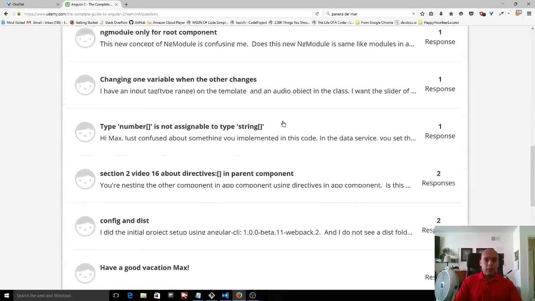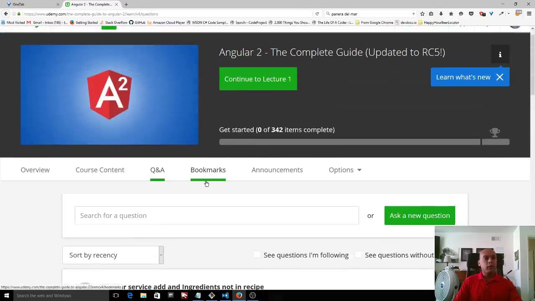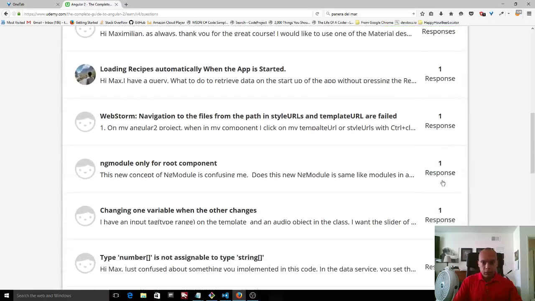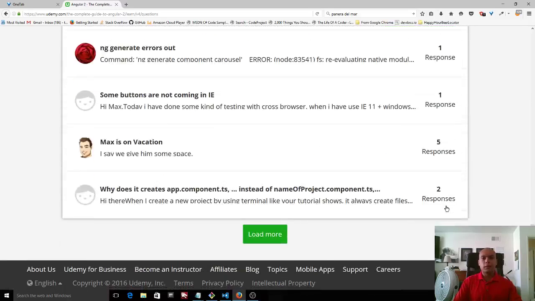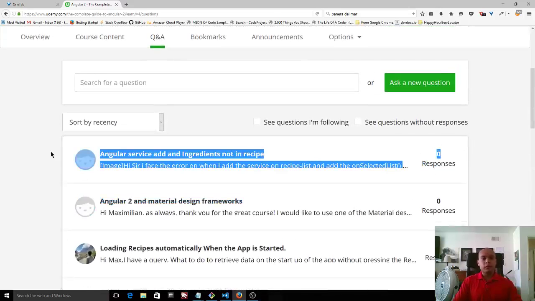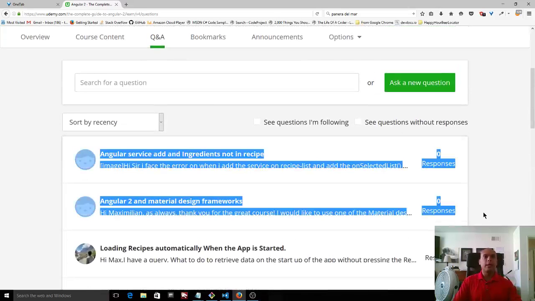Now, this Max guy, he's really, really good at actually getting back to the students. So that's why you'll see here that he's got like one response, one response, one response, two responses, one response. And the only time he has 0 responses is at these ones because these are probably questions that he hasn't gotten to yet.